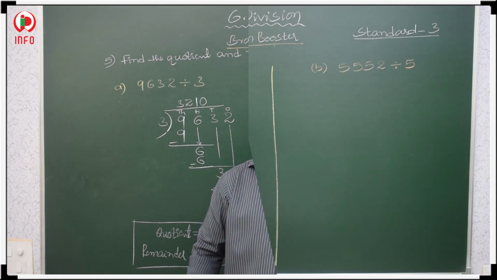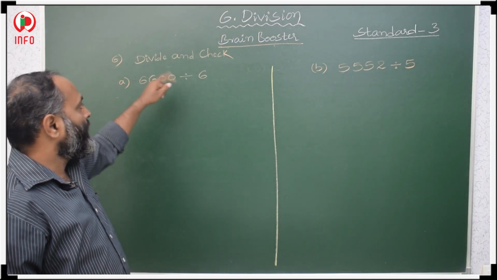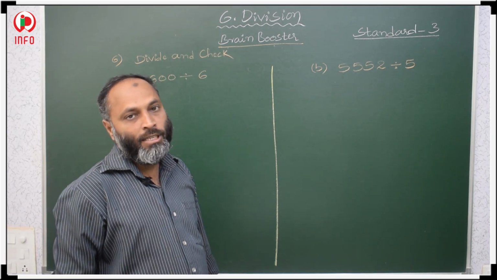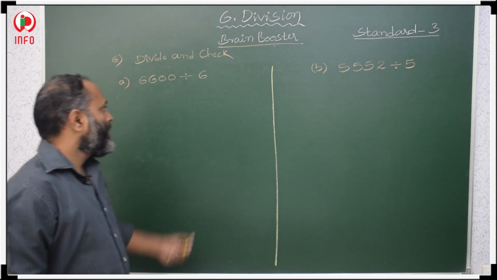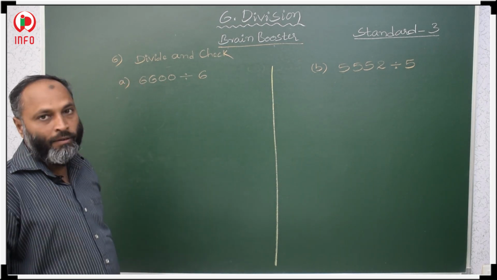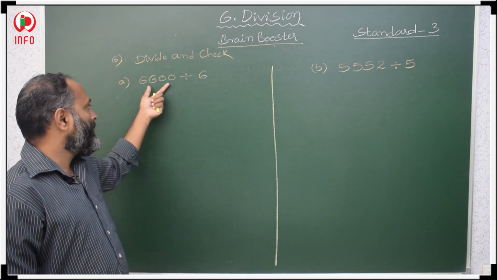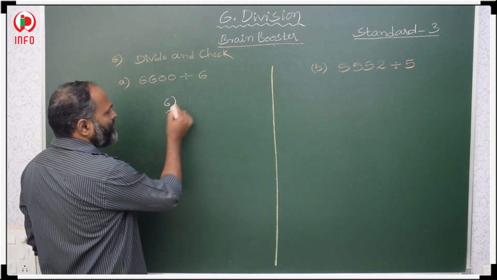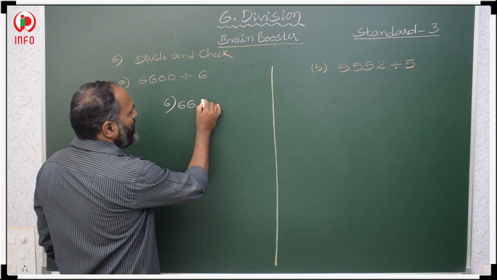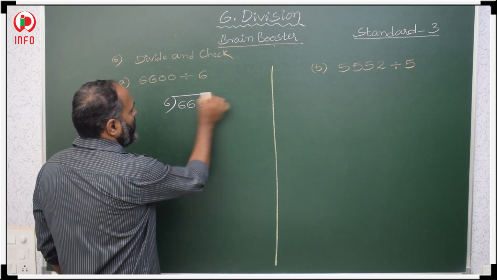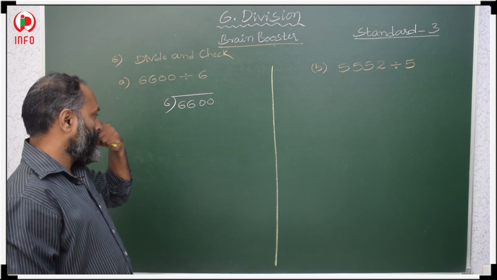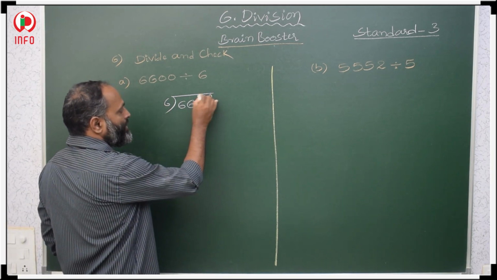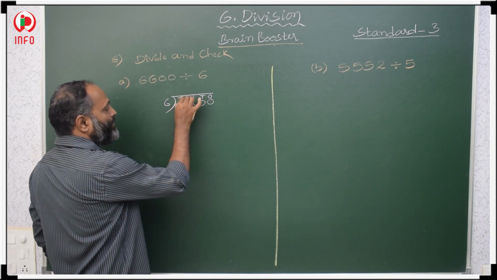Okay. Next question, divide and check. So we have to divide and after that we have to check our answer. See here, this is the divisor, this is the dividend. So this divisor divides this dividend. So 6 divides 6600. Now this is the ones place, tens place, hundreds place and thousands place.